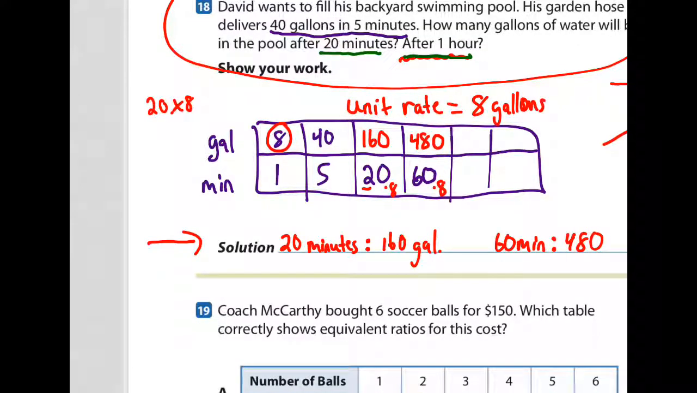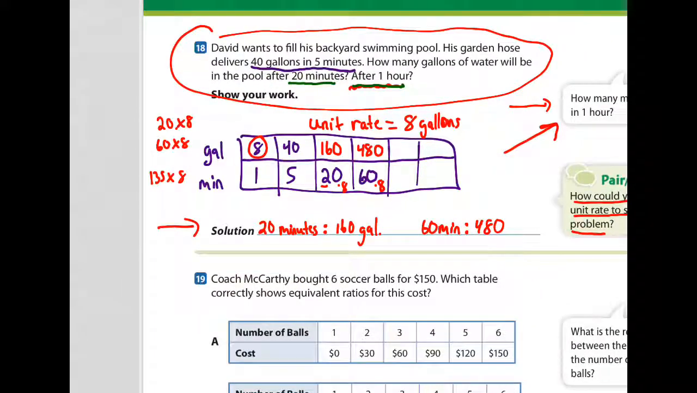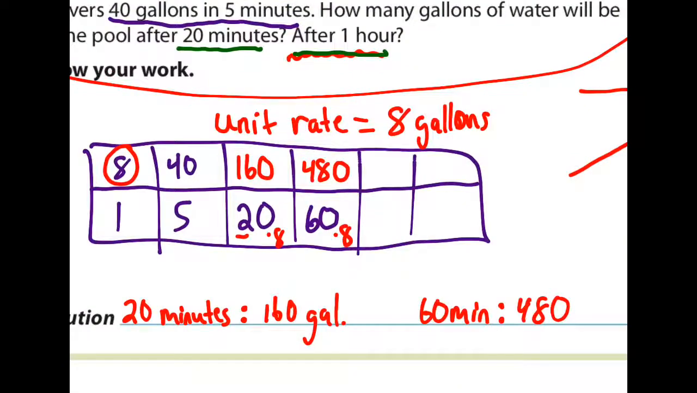Now, if you know that, couldn't you just say, well, if it's 8 gallons for every minute, for 20 minutes times 8, for 60 minutes times 8? What if I said for, I don't know, 135 minutes? 135 minutes times, what do you think? Times 8, right? So whatever the minutes are, you multiply it by the unit rate. So unit rates can come in handy. And did you notice that's really what we did here when we multiplied by 8?